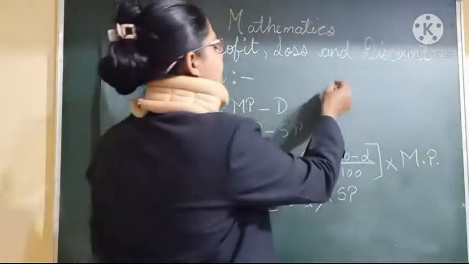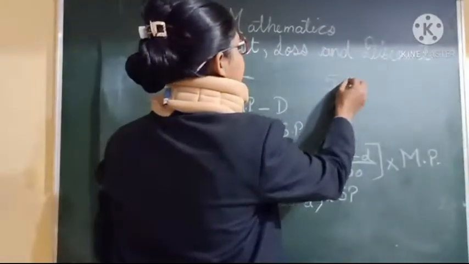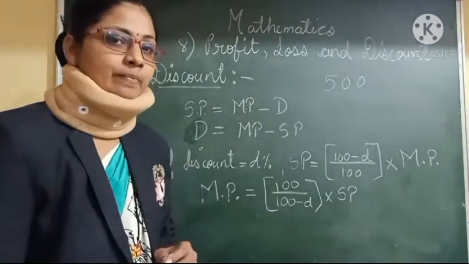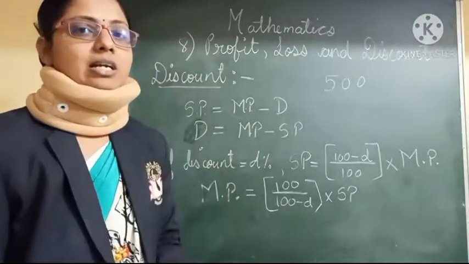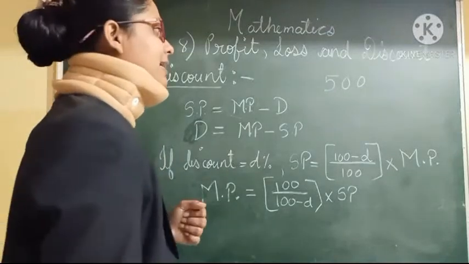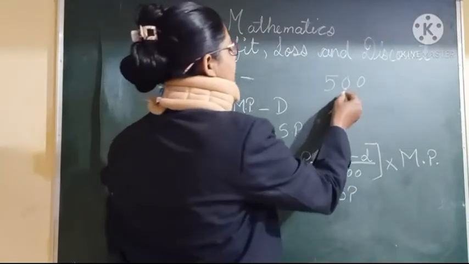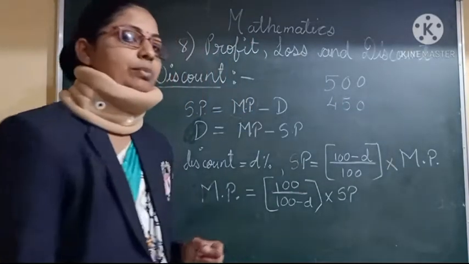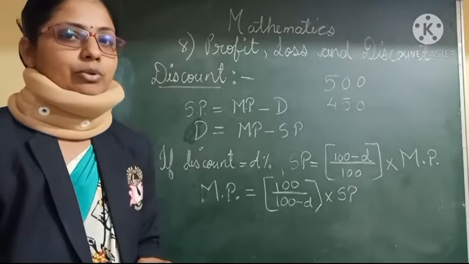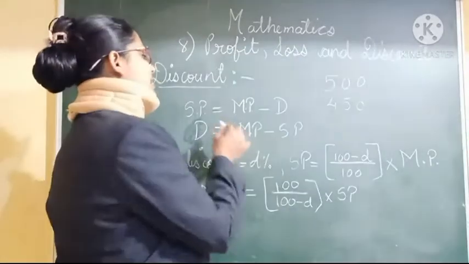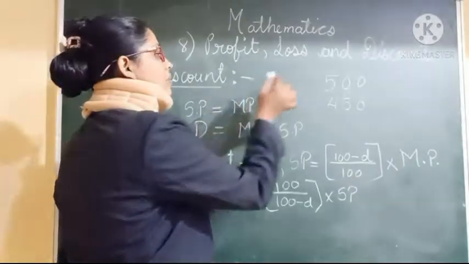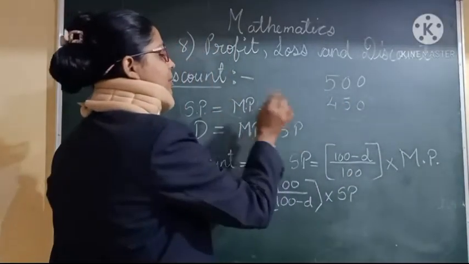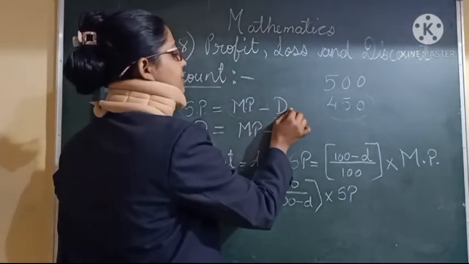For example, I have one dress marked at about 500 rupees. The shopkeeper is giving a discount on that, and the price I get is about 450 rupees. Means he is giving 50 rupees less as discount. So what will the selling price be? The mark price was 500 and the selling price will be 450. Okay. So how much will the discount be?